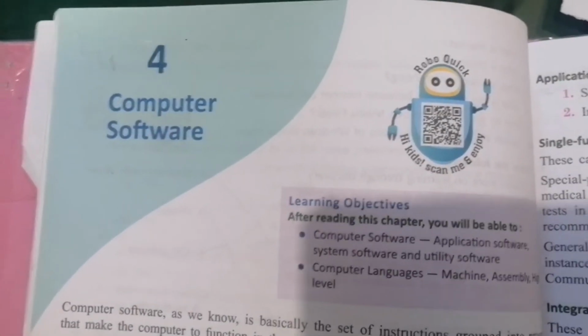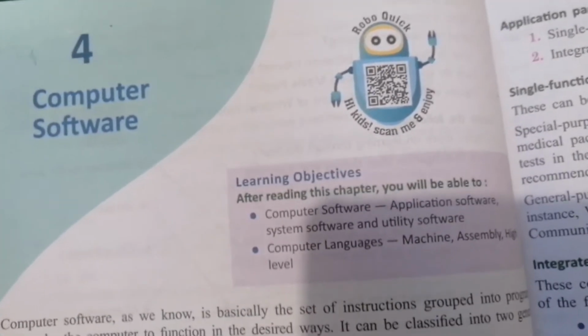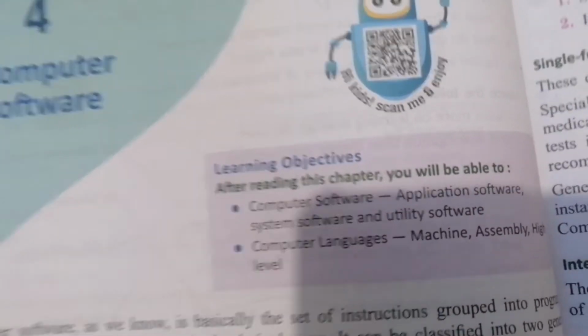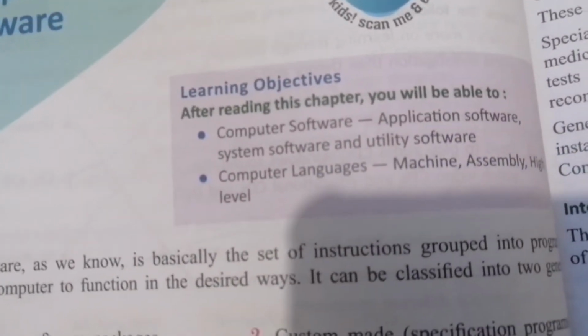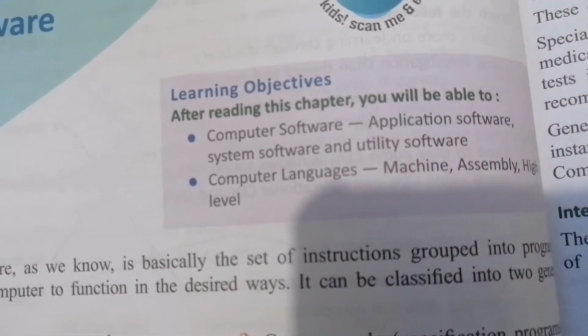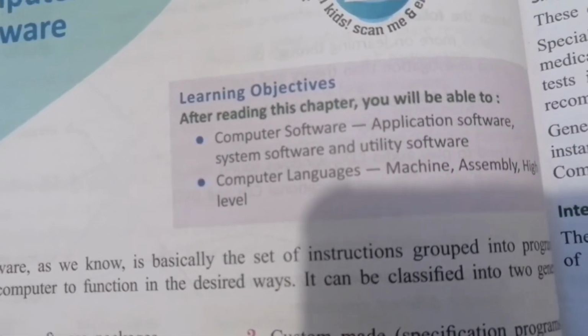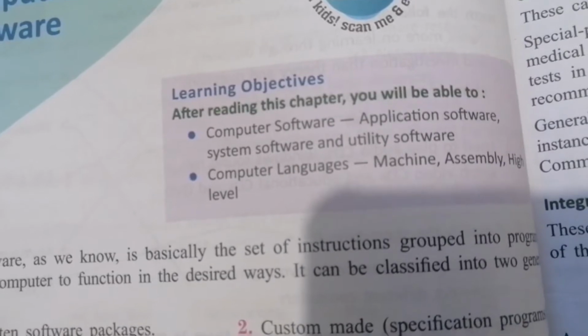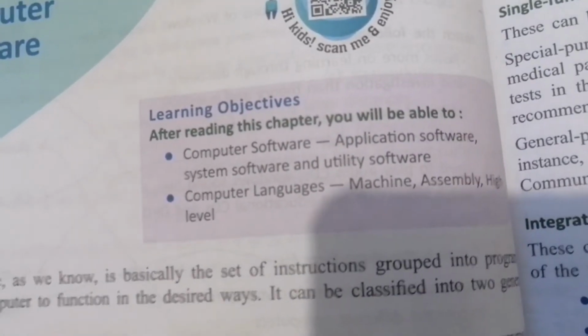Grade 5. Subject: Computers. Chapter 4. Topic: Computer Software. Learning Objectives. After reading this chapter, you will be able to learn computer software, application software, system software, and utility software, computer language, machine, assembly, high level.